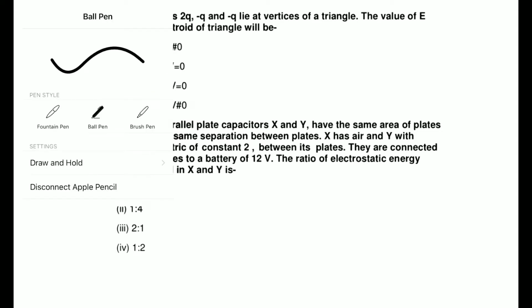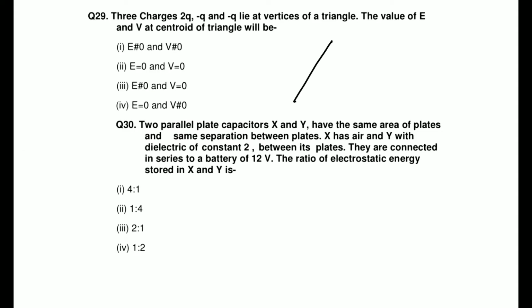Okay, so very quickly just draw a triangle first. So I have this triangle first, right? One vertex has 2q charge, one has minus q charge, and in this one vertex it has again minus q charge, right? Now we're talking about the centroid here. Centroid, we know, is the intersection point of all the three medians. So this point is the centroid. Let me just draw it. This point is actually the centroid.